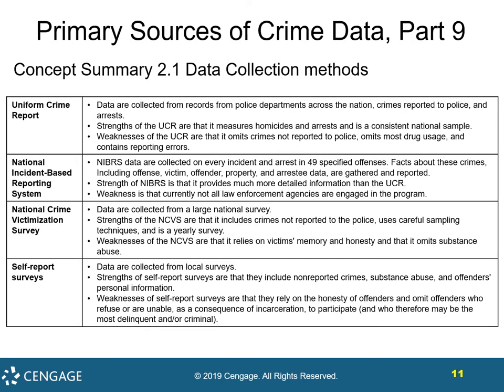This table shows the primary sources of crime data as collected by the Uniform Crime Report, the National Incident-Based Reporting System, the National Crime Victimization Survey, and self-report surveys. You need to take a look at this table and familiarize yourself with the different methods that are used to collect this data.